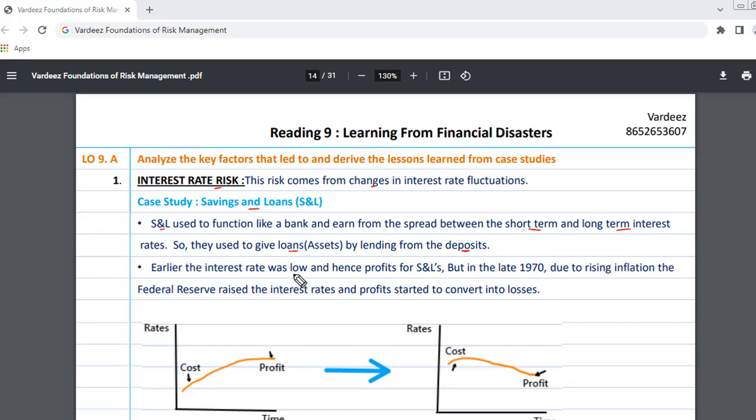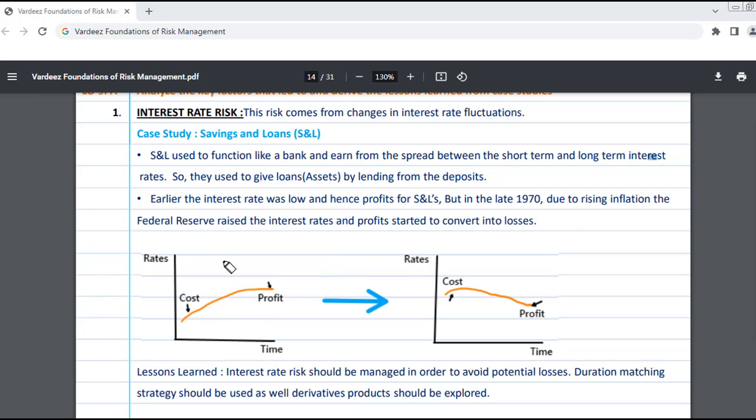Now, earlier the interest rate was very low, which actually favored the SNL industry, and hence that was profitable for the SNLs. But in the late 1970s, due to rising inflation, the Federal Reserve raised the interest rates. Now, just by raising the interest rates, we're going to consider with these diagrams how the profit model was turned into losses. Okay, so we're going to go ahead and look into that right now. Okay, so that's the background, and now have a look at this simple diagram that I've just created. These are hypothetical, just to help you understand how that could have happened.